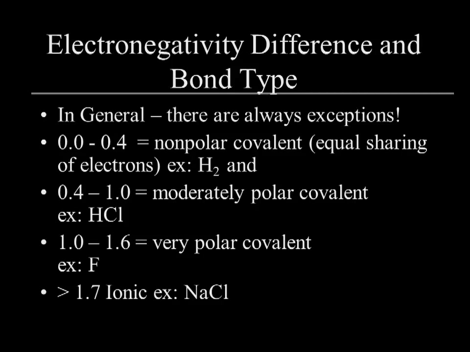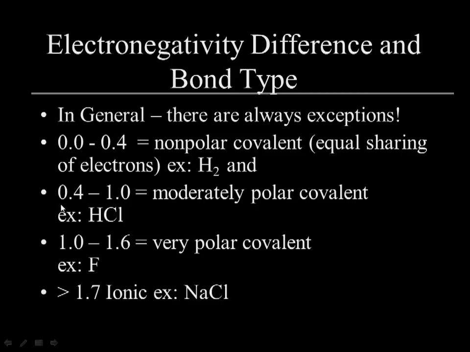So looking at the values, and again, these values represent the difference in electronegativities. This first value here, 0.0 to 0.4, represents a nonpolar covalent bond, which means that there's equal sharing of the electrons. So for example, in the hydrogen molecule here, the electrons that are being shared are equally attracted to both of the hydrogen nuclei. And again, this value represents the difference between the 2 electronegativities of the hydrogens.